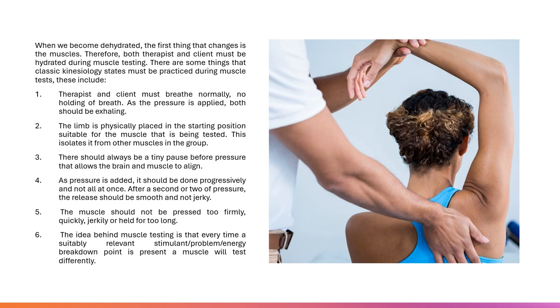The limb is physically placed in the starting position suitable for the muscle that is being tested. This isolates it from other muscles in the group. There should always be a tiny pause before pressure that allows the brain and muscle to align. As pressure is added, it should be done progressively and not all at once. After a second or two of pressure, the release should be smooth and not jerky. The muscle should not be pressed too firmly, quickly, jerkily, or held for too long. The idea behind muscle testing is that every time a suitable relevant stimulant, problem, or energy breakdown point is present, a muscle will test differently.